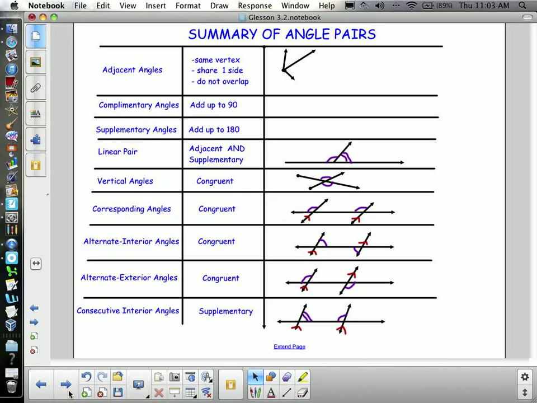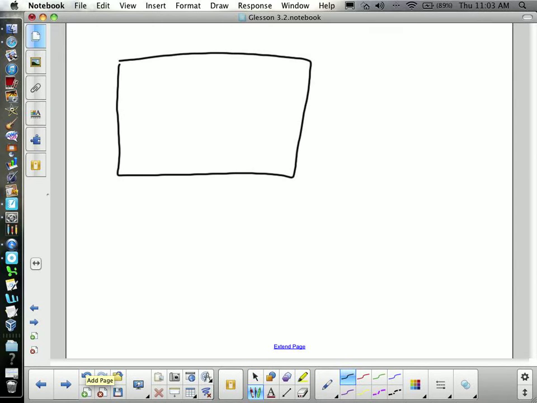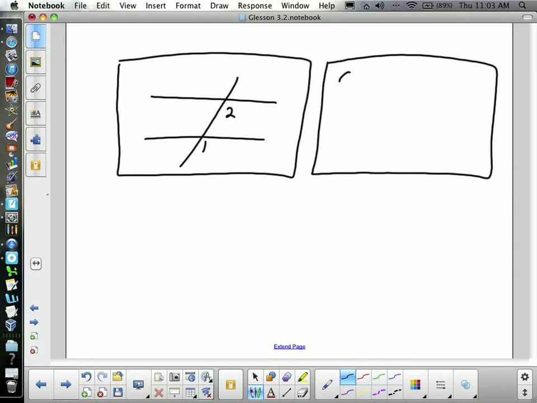In fact, you should probably get out your note cards if you don't have them out, and make sure you add those relationships. So on your note card now, if you have the lines crossed by a transversal, and we say angle 1 and angle 2, on the back we identify it. And we state the relationship. They're corresponding angles and the relationship is they're congruent. So again, we get name and relationship, name and relationship, name and relationship.